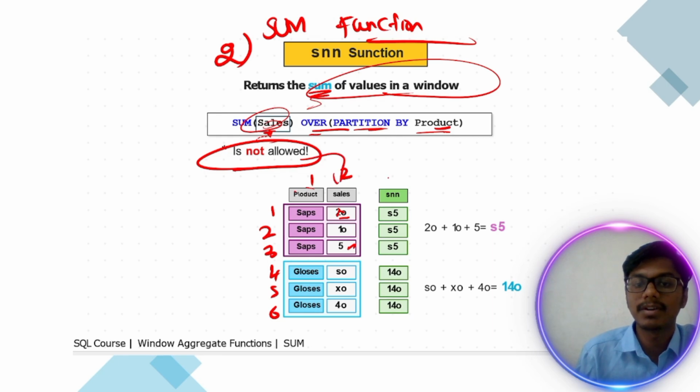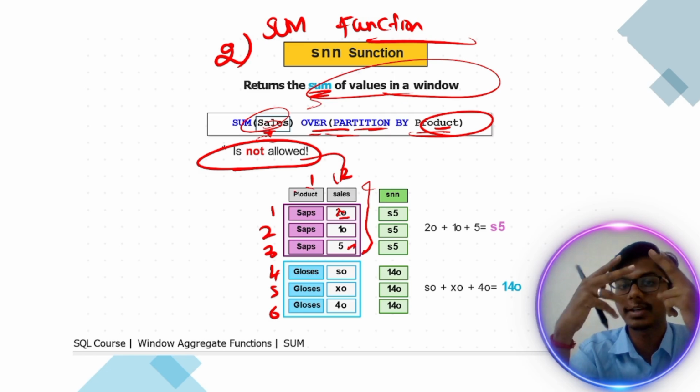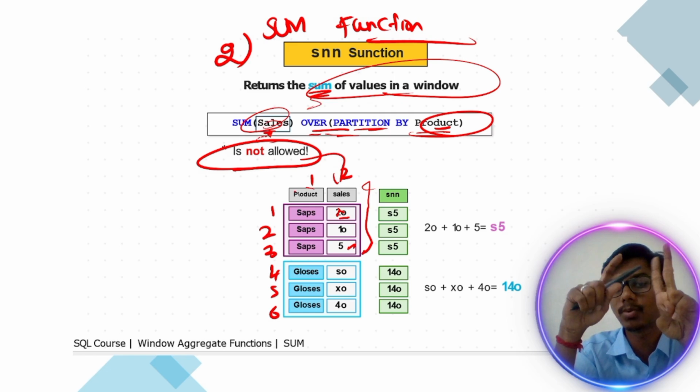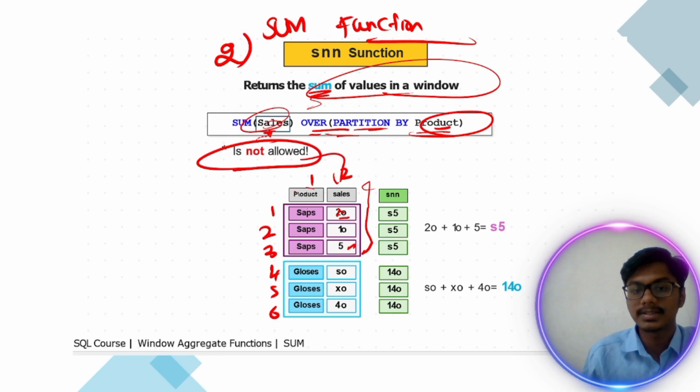For the sum of the sales, we give the OVER function with PARTITION BY product. Partition by product means SQL knows we want to partition by product, so the data can be divided into two categories, caps and gloves. SQL considers the entire data set as two subsets of windows, one is caps and one is gloves.